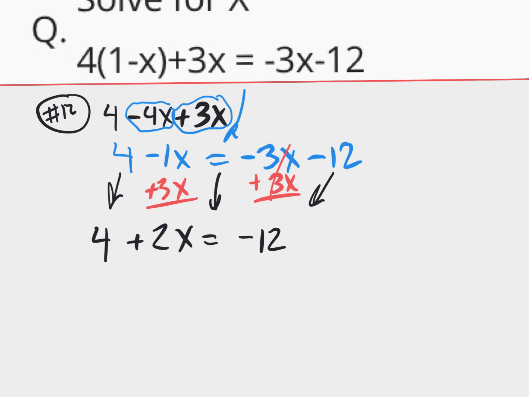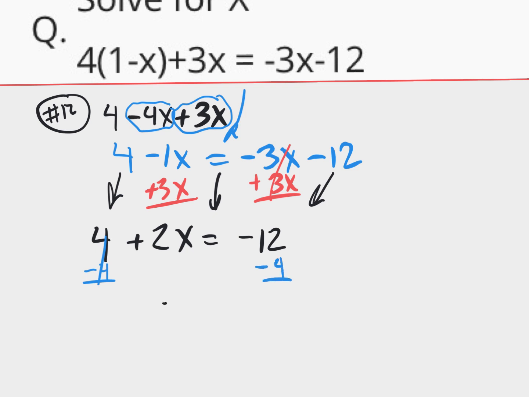So now we need to think about the goal, getting that x by itself on the left side of the equal sign. I need to get rid of the 4 and of that positive 2 that's being multiplied by x. Of course, let's get rid of the 4 first. How do you get rid of the 4? You subtract 4. What you do to one side, you do to the other side.